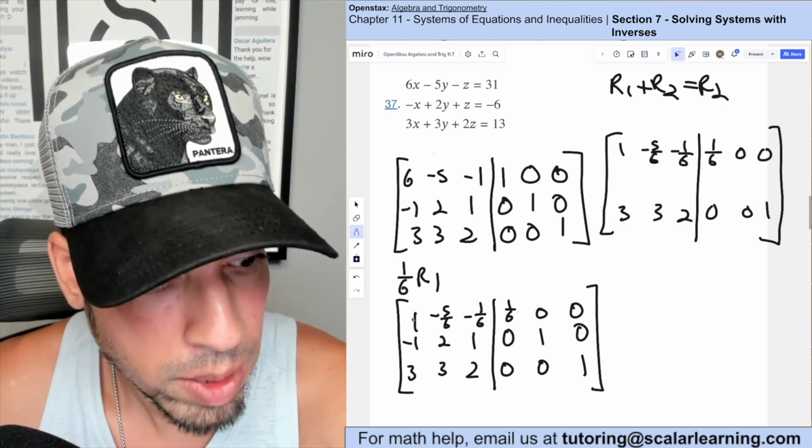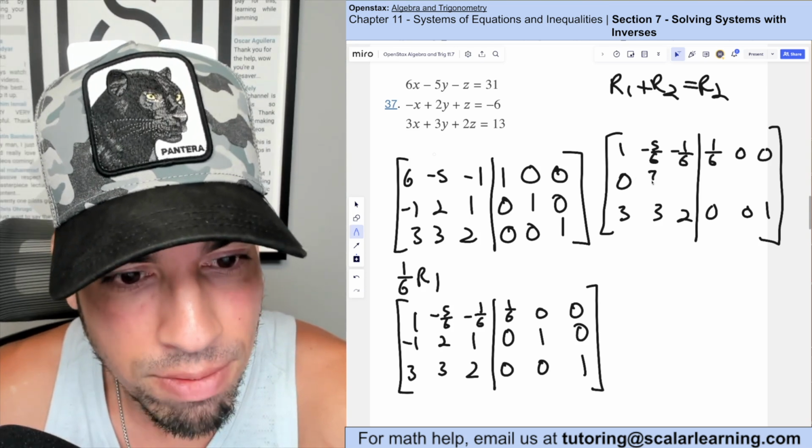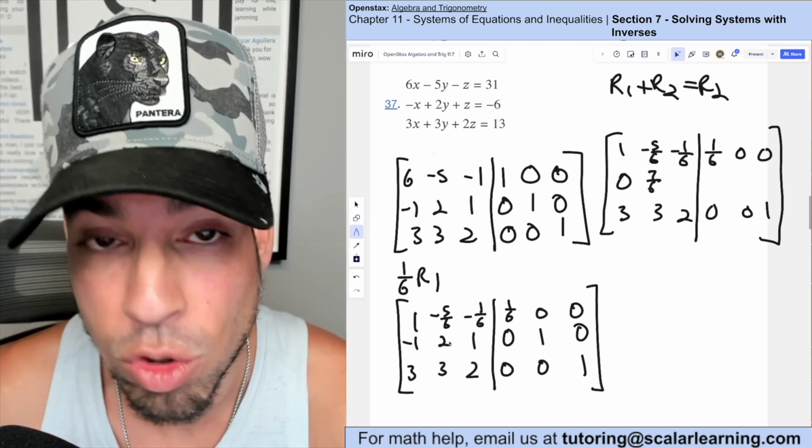I'm going to do that by taking row 1, adding it to row 2, and getting a new row 2. Let's write that out. So we got 1 plus negative 1 is 0. Negative 5/6 plus 2 is 7/6. The reason why is because 2 is 12/6, right?